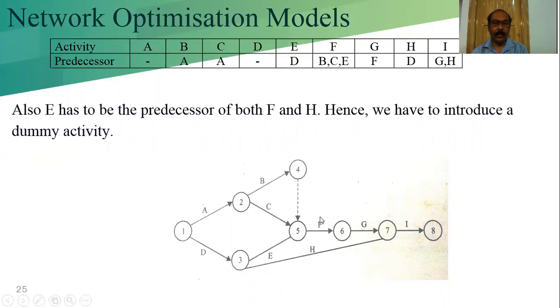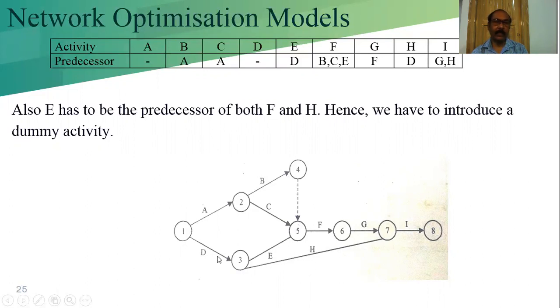But there is another relation: F also has the predecessor B. That's why we have to introduce a dummy activity to show the relation or the dependency in the diagram. That is the logical dependency. Unless E, C and B complete, we cannot start F. That's why we have to introduce the dummy activity for this dependency.